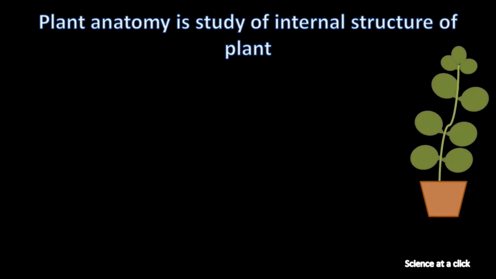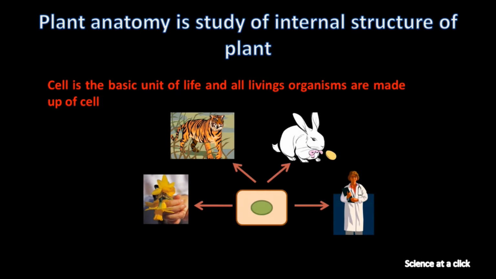First, let us know what is plant anatomy. Plant anatomy is the study of internal structure of plant. So we know that the plant is made up of different types of cells, so this also includes the internal structure. So cell is the basic unit of life and all the organisms are made up of cell. This also includes the plant.